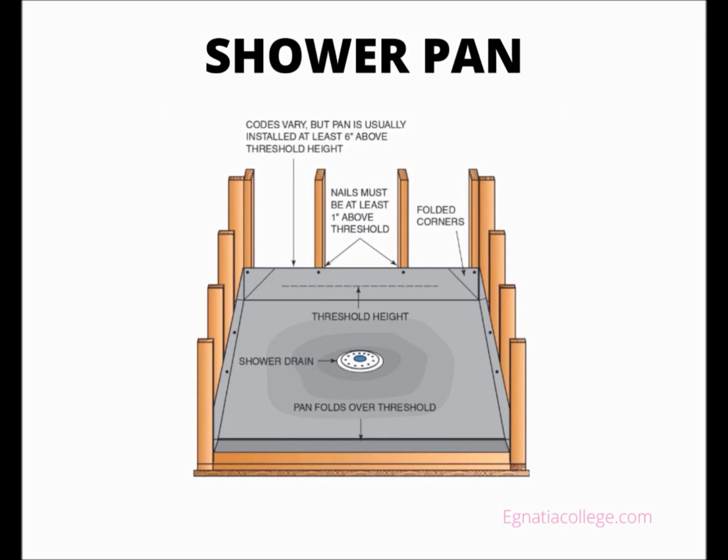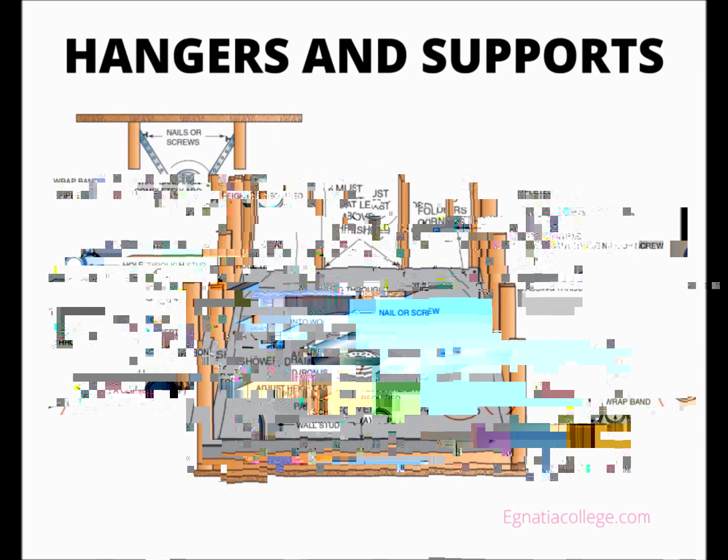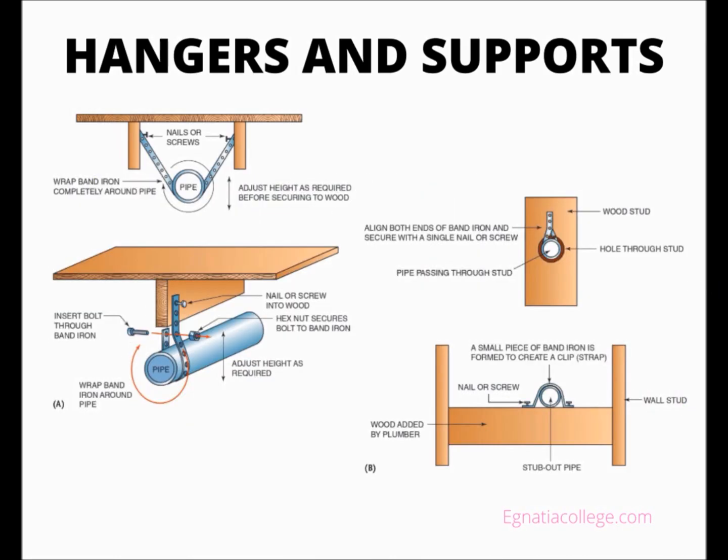Some tiled showers have a seat, and a plumber must protect that wood structure from water damage with the same PVC liner material. Galvanized roofing nails are frequently used to secure the pan to the wood stud and seat. A threshold is constructed in the entryway of a shower, and a plumber terminates the safety pan over the threshold. Hangers and supports. Like water distribution piping, drainage and vent systems must be supported.